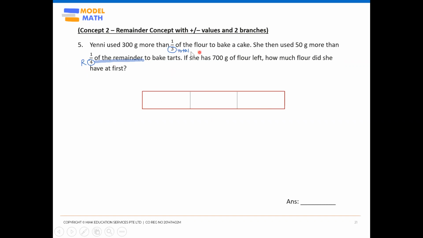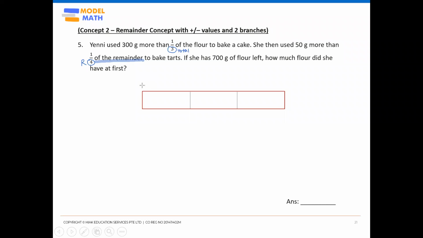Now, to bake a cake, she's not just going to use 1 out of 3. She's going to use another 300 grams more than this 1 unit. So 1 unit with an additional 300 grams spilling into the center unit would be your baking of cake. You can draw a dotted line and put the 300 grams down. Some of you may not want to draw a dotted line first. You would rather draw the arrow to label the cake first. That also works. I think some of you might feel more comfortable that way.